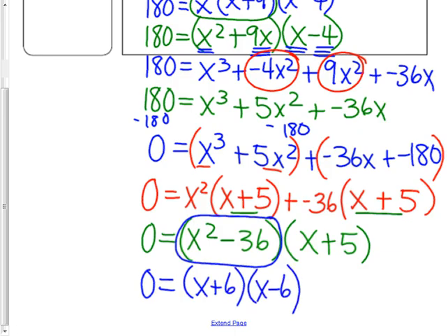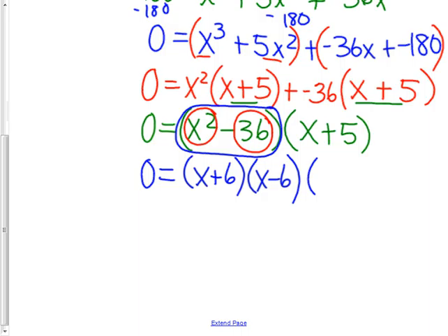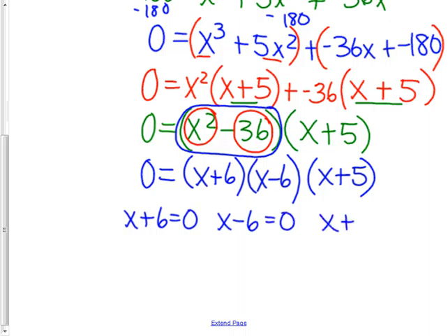How did I know that was the difference of 2 squares? Make sure you're looking for perfect squares here. Anytime you see perfect squares in a binomial, you're going to have the difference of 2 squares. In a trinomial, you're going to have a perfect square trinomial that you need to factor. So my final equation has 3 factors, which means x could have 3 values. x plus 6 could equal 0, x minus 6 could equal 0, or x plus 5 could equal 0.